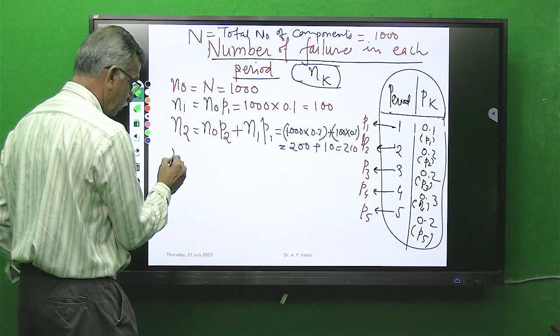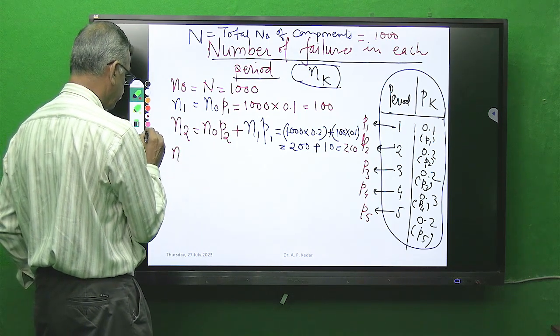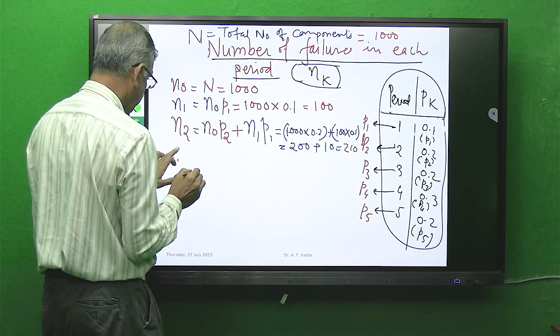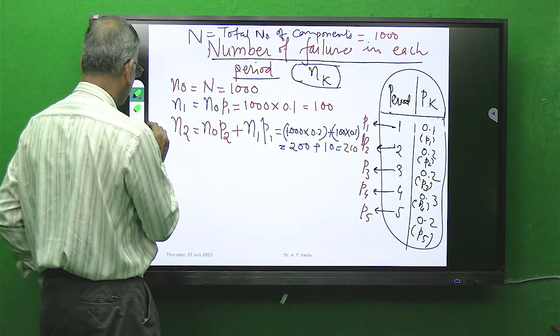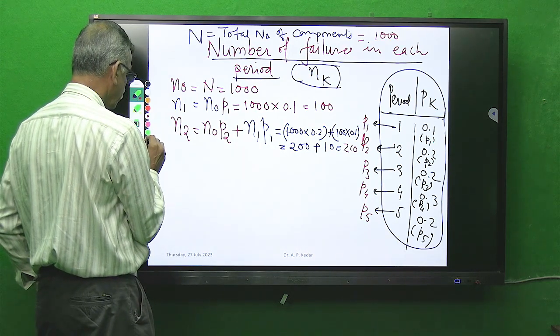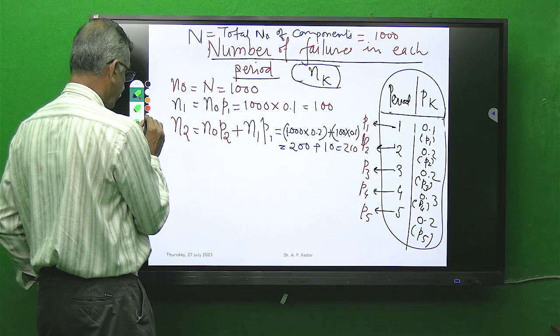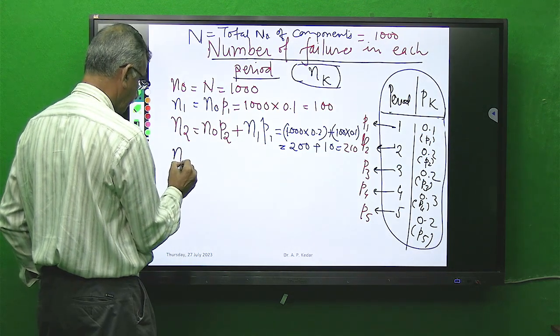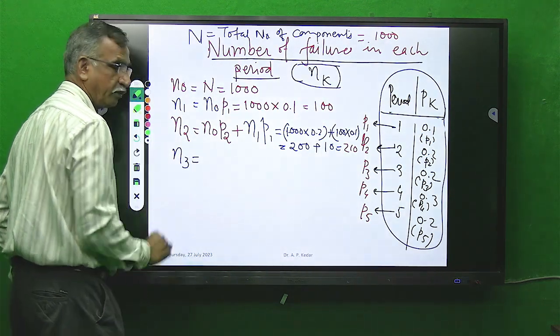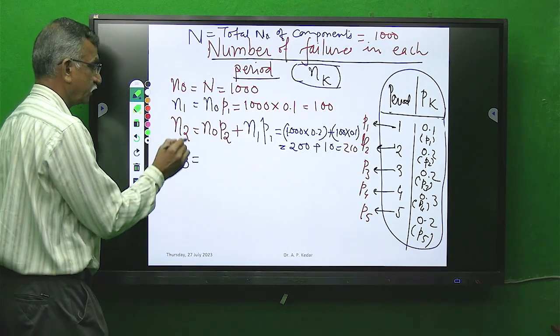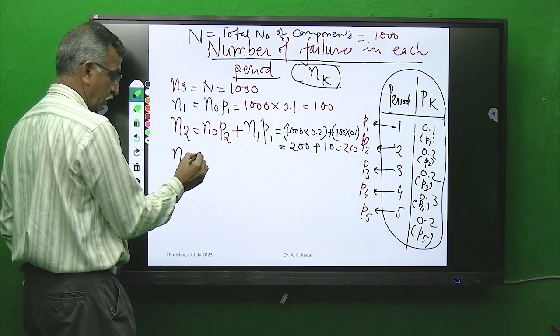Now we have to calculate N3. We have to calculate N3. N3 will be equal to, friends, and N0.